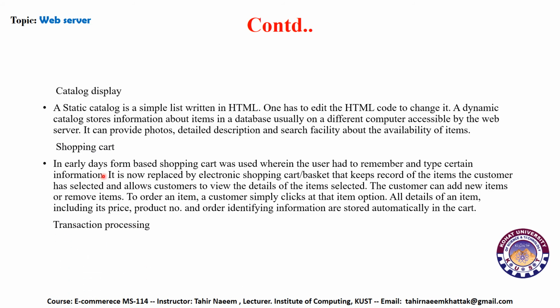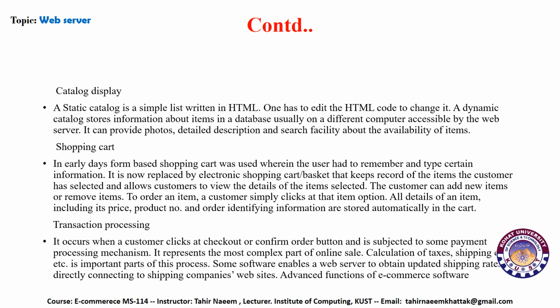Shopping cart. In early days, a form-based shopping cart was used wherein the user had to remember and type certain information. It is now replaced by an electronic shopping cart basket that keeps a record of the items the customer has selected and allows the customer to view the details of the items selected. The customer can add new items or remove items. To order an item, the customer may simply click the edit item option. The details of the item, including its price, product number, and order identifying information, are stored automatically in the cart.